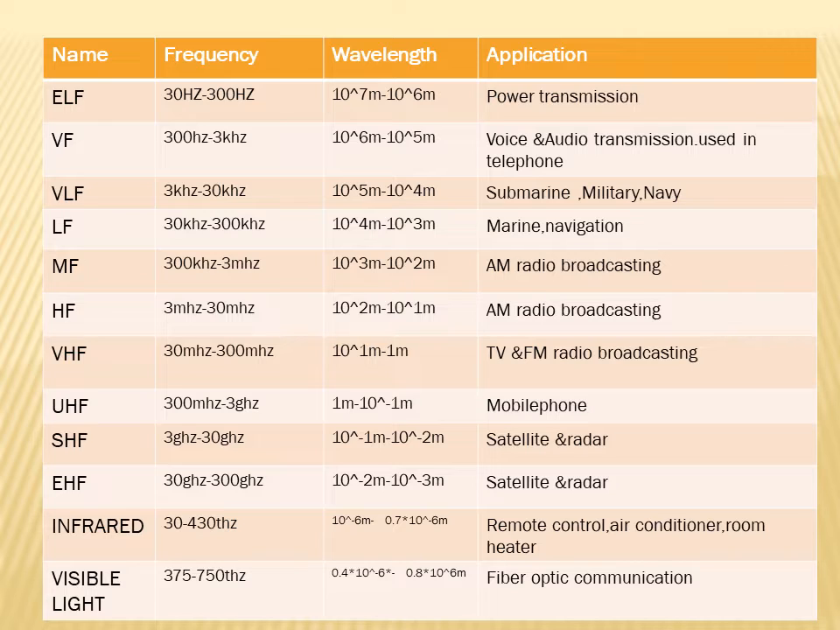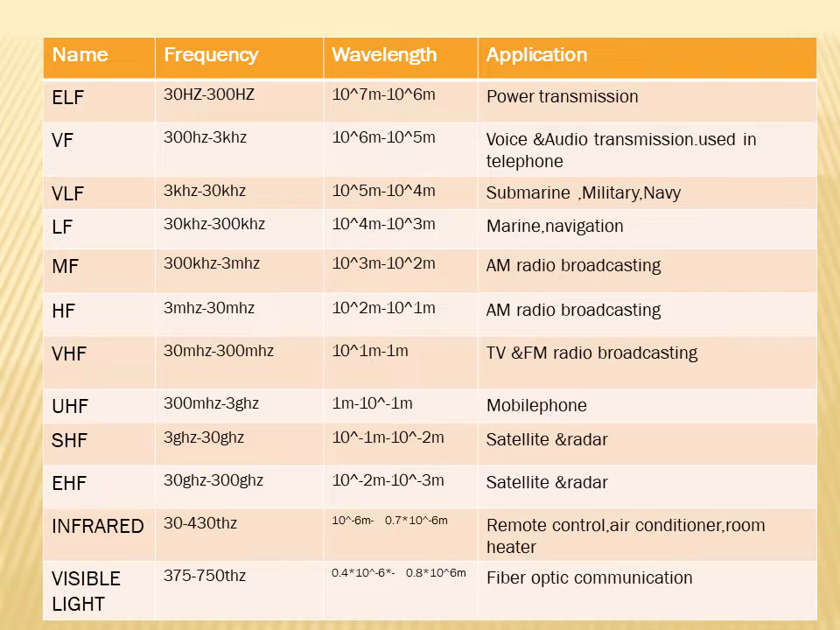Next one, it is the VHF. So VHF, it is the very high frequency. Its frequency range is 30 megahertz to 300 megahertz. Its wavelength is 10^1 meter to 1 meter. And applications are TV and FM radio broadcasting.